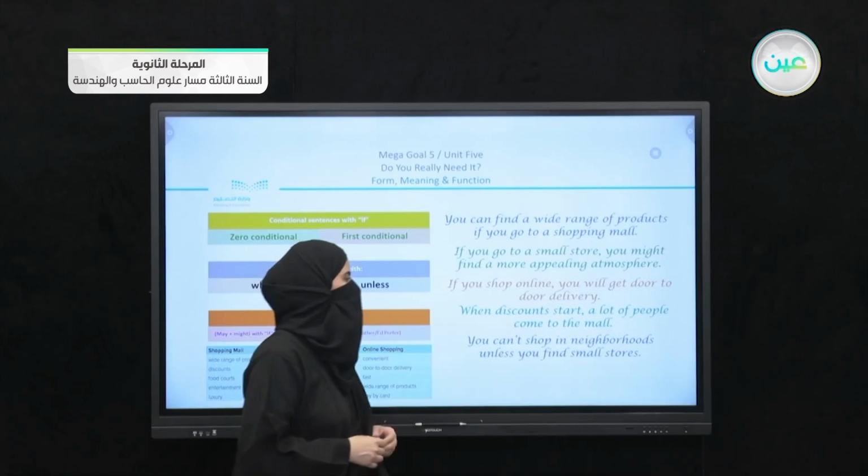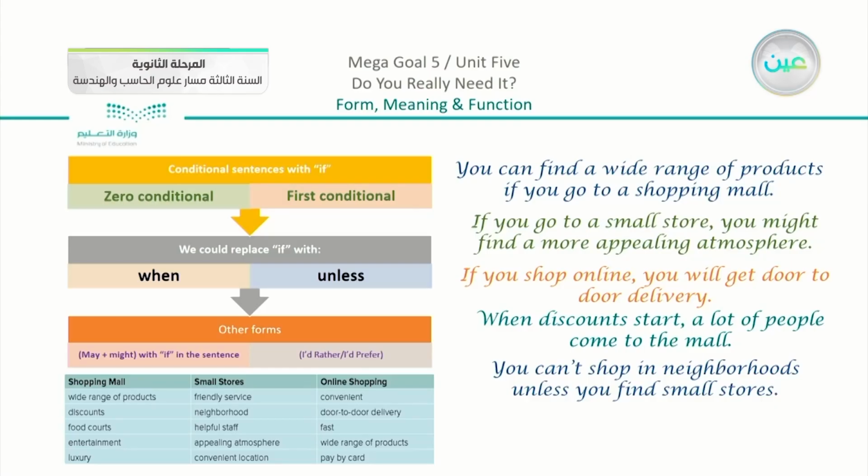And the last sentence that we have here, you can't shop in neighborhoods unless you find small stores. So you can see that we used unless in the sentence because there is a negative meaning. You can't shop.